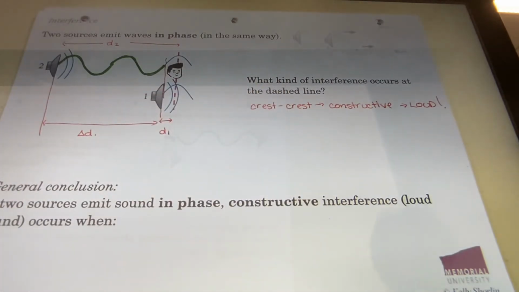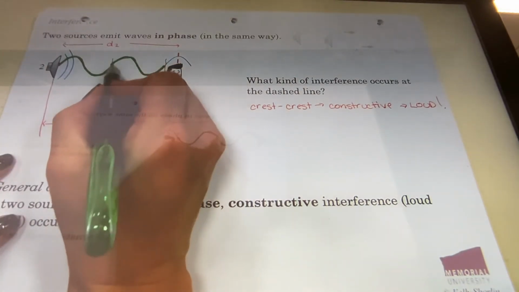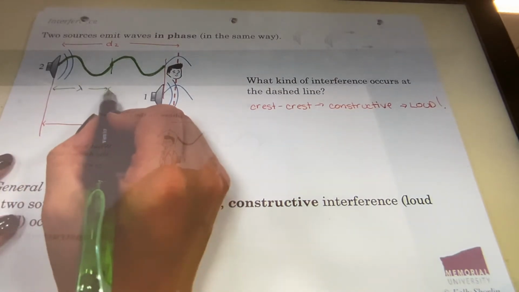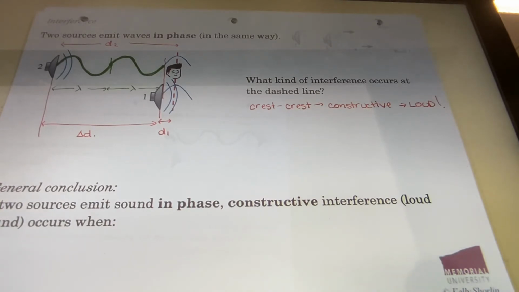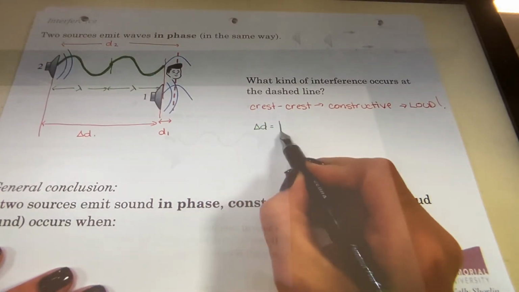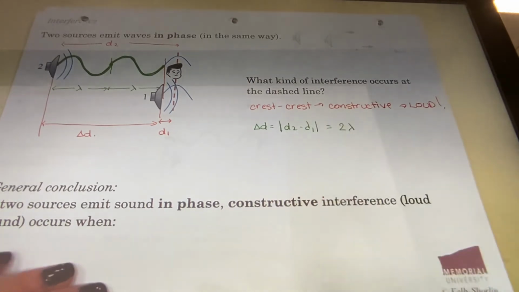So in my delta D now, I can split this into 2 bits if you like. This distance is 1 full cycle, lambda. This distance is 1 full cycle, lambda. So this time, when I shifted my D down, I made my delta D equal to twice the wavelength, and I'm still getting constructive interference or loud sound. So in this situation, delta D, my path difference, which is D2 minus D1, is equal to 2 lambda when I get constructive or loud.